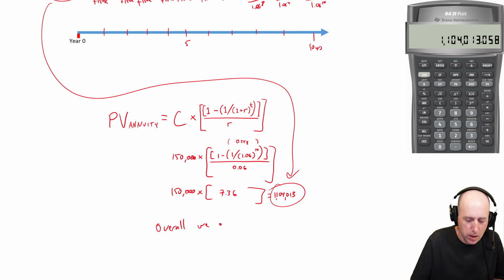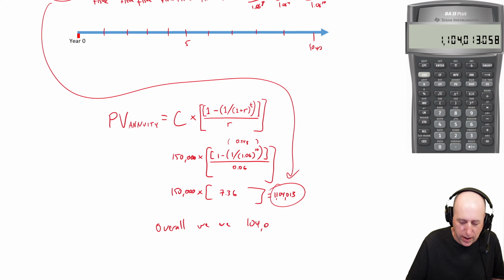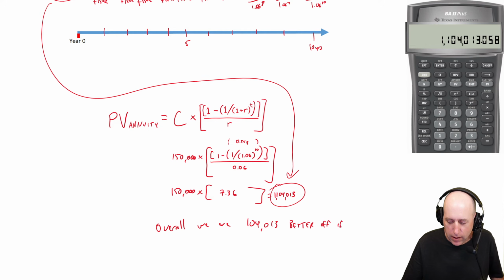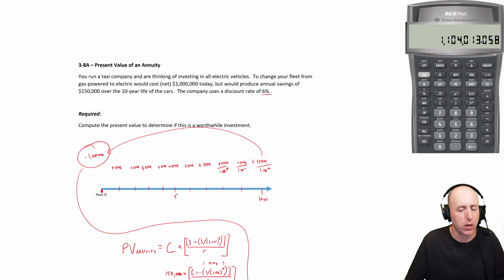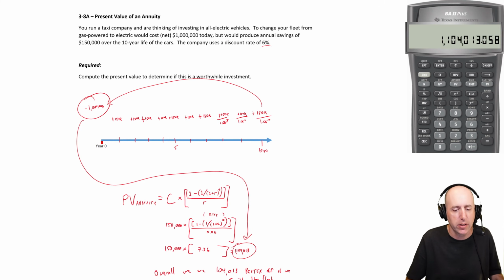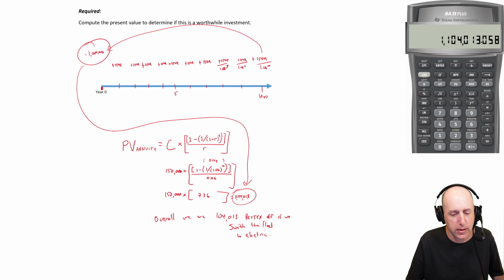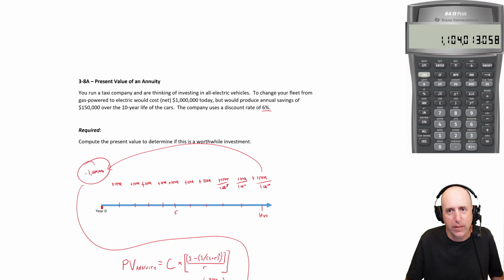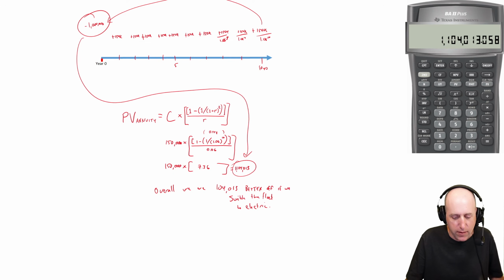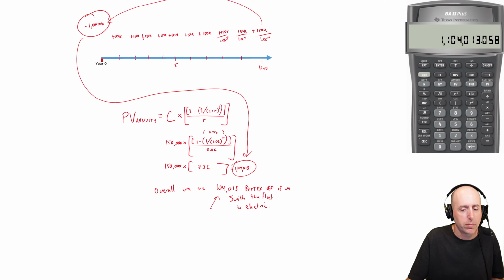Overall, we are $104,013 better off if we switch the fleet to electric. Now, of course, there could be a million little things we're not considering here, but just based on these projections, we should do it. And actually, you see lots of taxi cab companies have done that just because it may save them. They likely did similar math. In any event, there we are. We're $104,000 better off if we go electric.